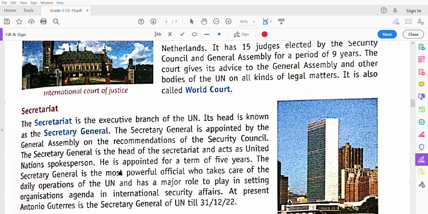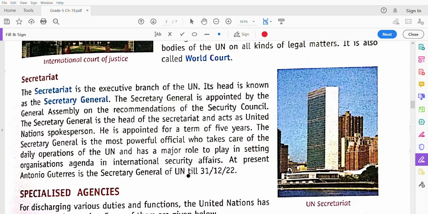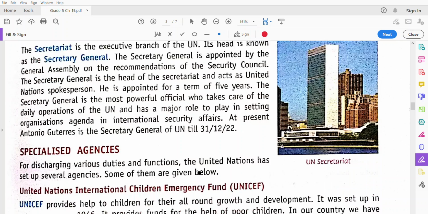That is called the spokesperson, and it is appointed for a term of 5 years. The Secretary General is the most powerful official who takes care of the daily operations of the UN and has a major role to play in setting the organization's agenda. Agenda means which problems will be solved and what solutions will be discussed there. At present, Antonio Guterres is the Secretary General of the UN till 31/12/22. Means up to December 31st, 22, he will be the Secretary General of the UN.